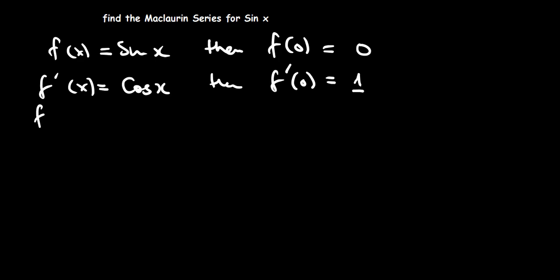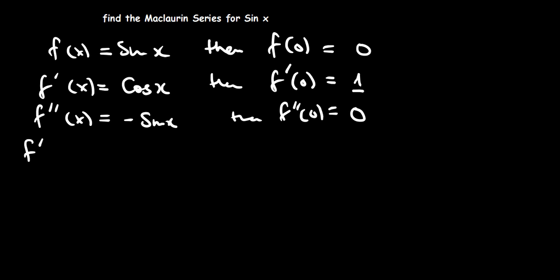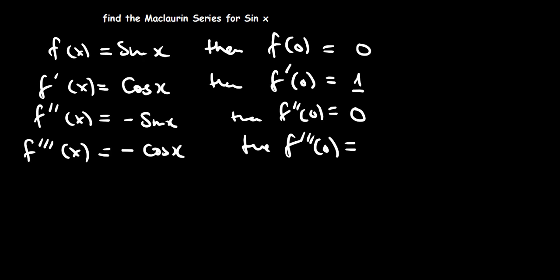Then we have f double prime of x. We differentiate cos x, we get negative sine x. Then f double prime of 0: sine 0 gives us 0. Then we continue with f triple prime: differentiate negative sine x, we get negative cos x. Then at 0, cos 0 is just 1, multiplied by that negative, we get negative 1.